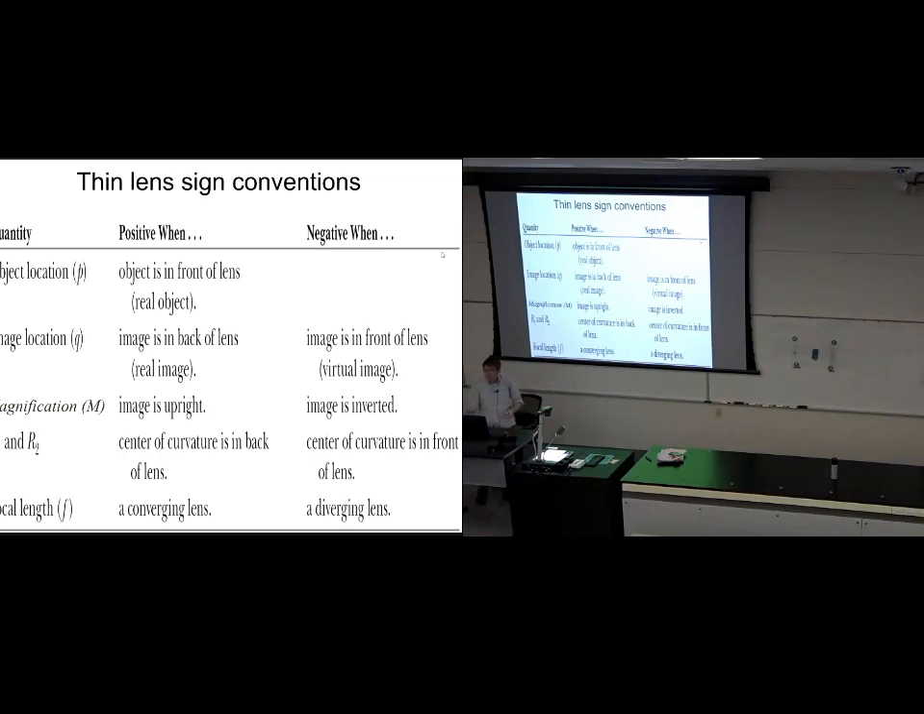Magnification can be positive or negative. That's this line here. If it's positive, the image is upright. If it's negative, the image is inverted. R1 and R2, those are two radii of curvature in the lens maker's equation. They have signs, and it depends on whether their centers of curvature are on the front and back faces. And down here, a really important point, the focal length has a sign. Converging lenses have a positive focal length, like converging mirrors. Diverging lenses have negative focal length, like a diverging mirror.